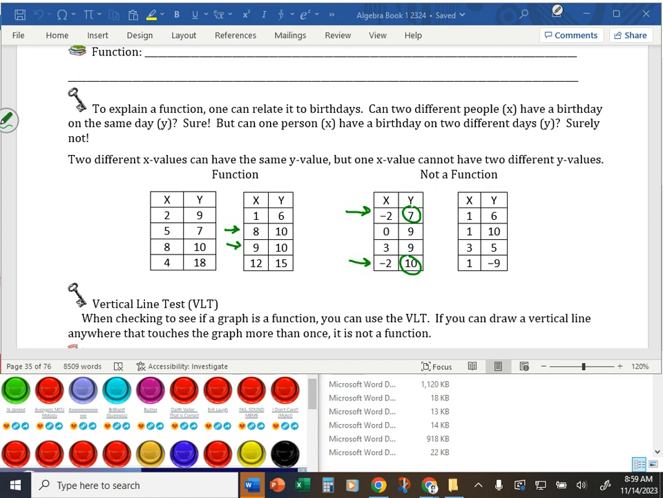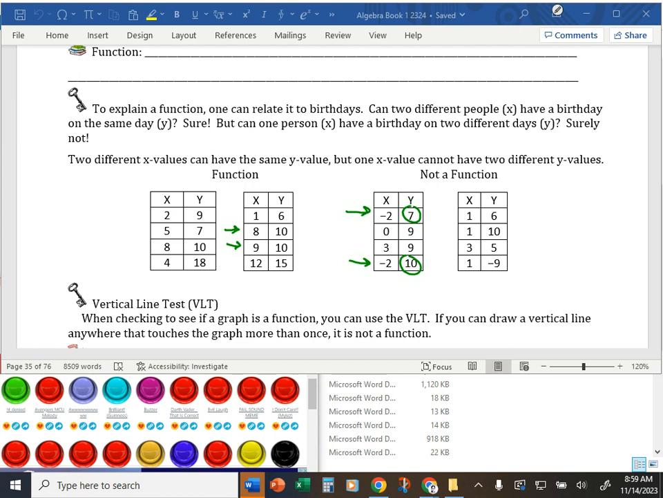You are quiet. Okay. Does that help clarify? Ellen, you had said that it was confusing. Does that help clarify? Basically, if x repeats itself, it's not a function. Notice that in both of these tables here, x does not repeat. In both of these tables here, x does repeat. That's the rule of thumb here: if x repeats itself, not a function.